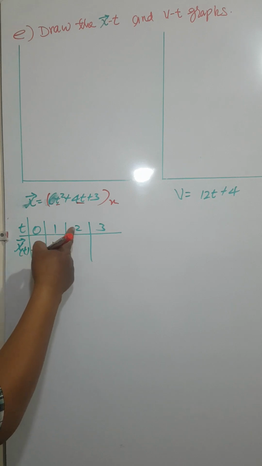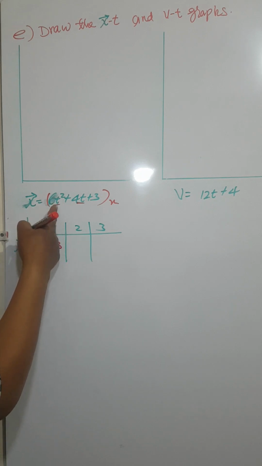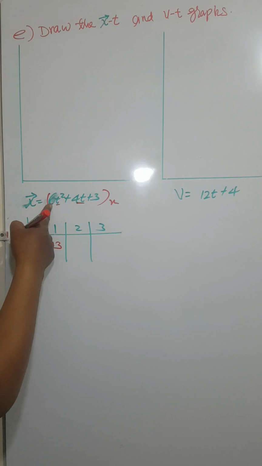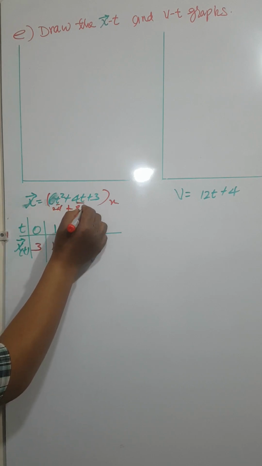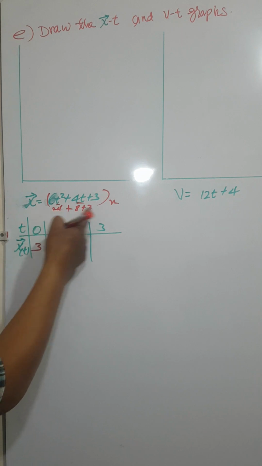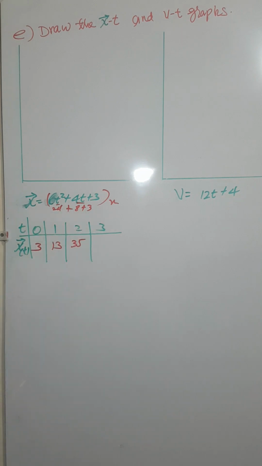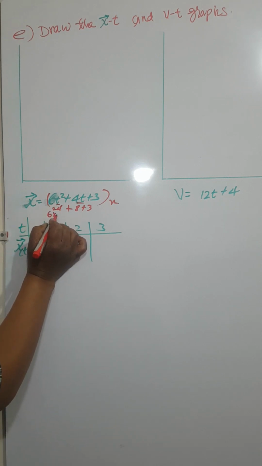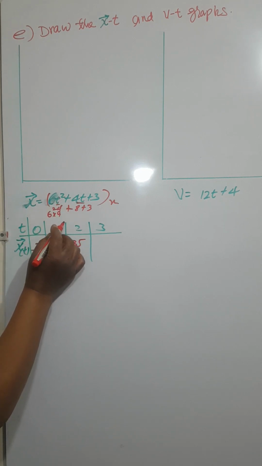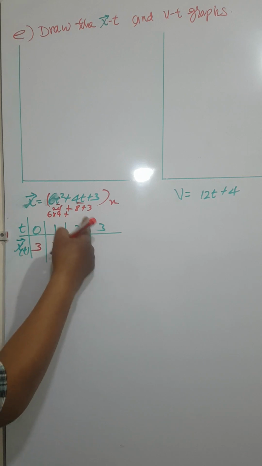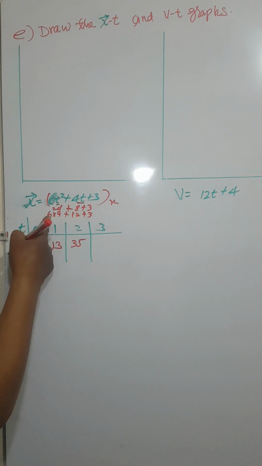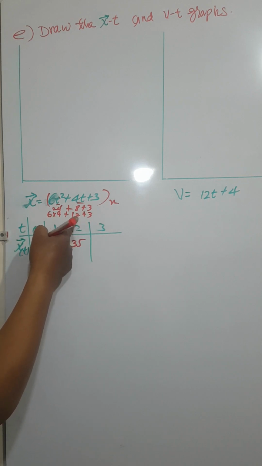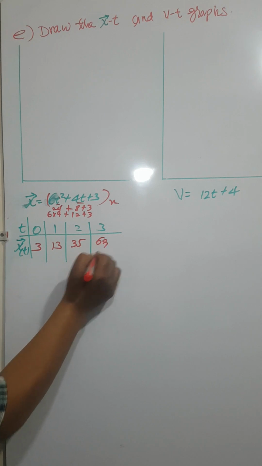When the time is 2 seconds, 6 times 4 is 24, plus 4 times 2 is 8, plus 3, this is 35. When the time is 3, 6 times 9 is 54, plus 4 times 3 is 12, plus 3, so 54 plus 12 is 66, then 69.